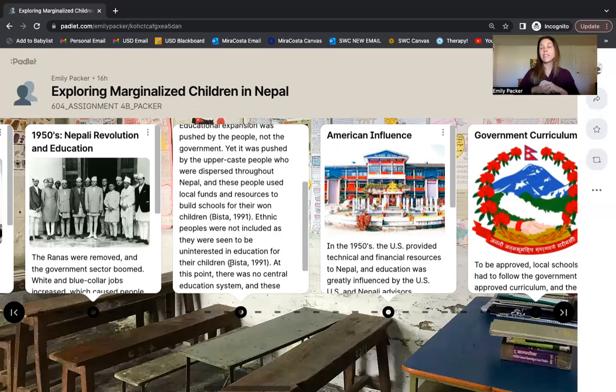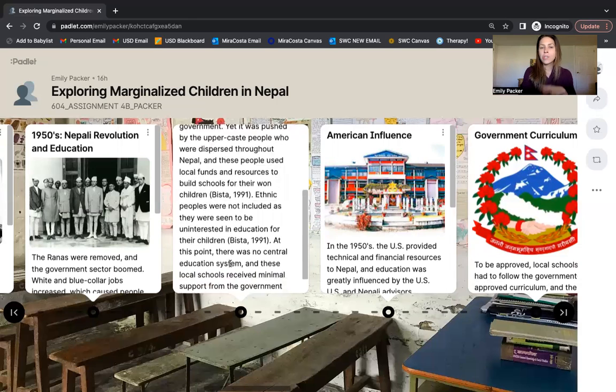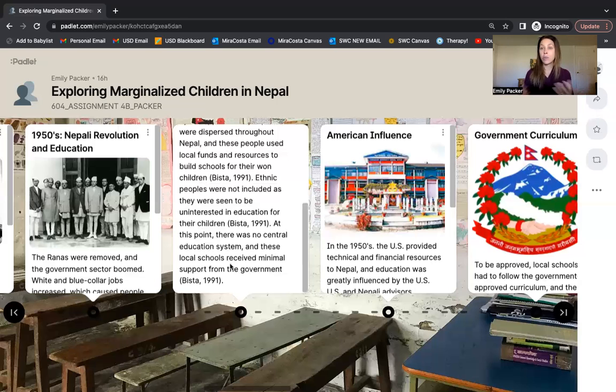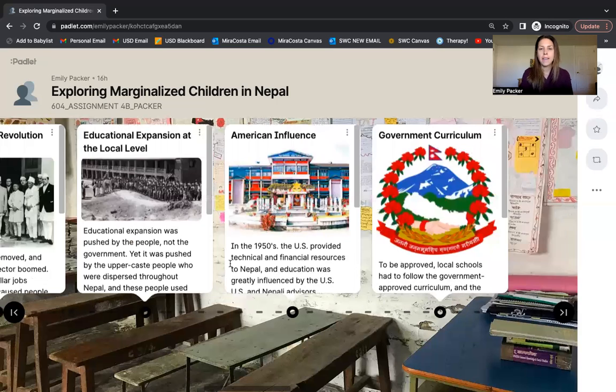And so at this point, schools were popping up all over the place, especially away from these major cities. And this was a people-driven movement, really for the people, by the people, using local resources, and getting kids educated. But there was no central education system, and the local schools received minimal support from the government at this time.